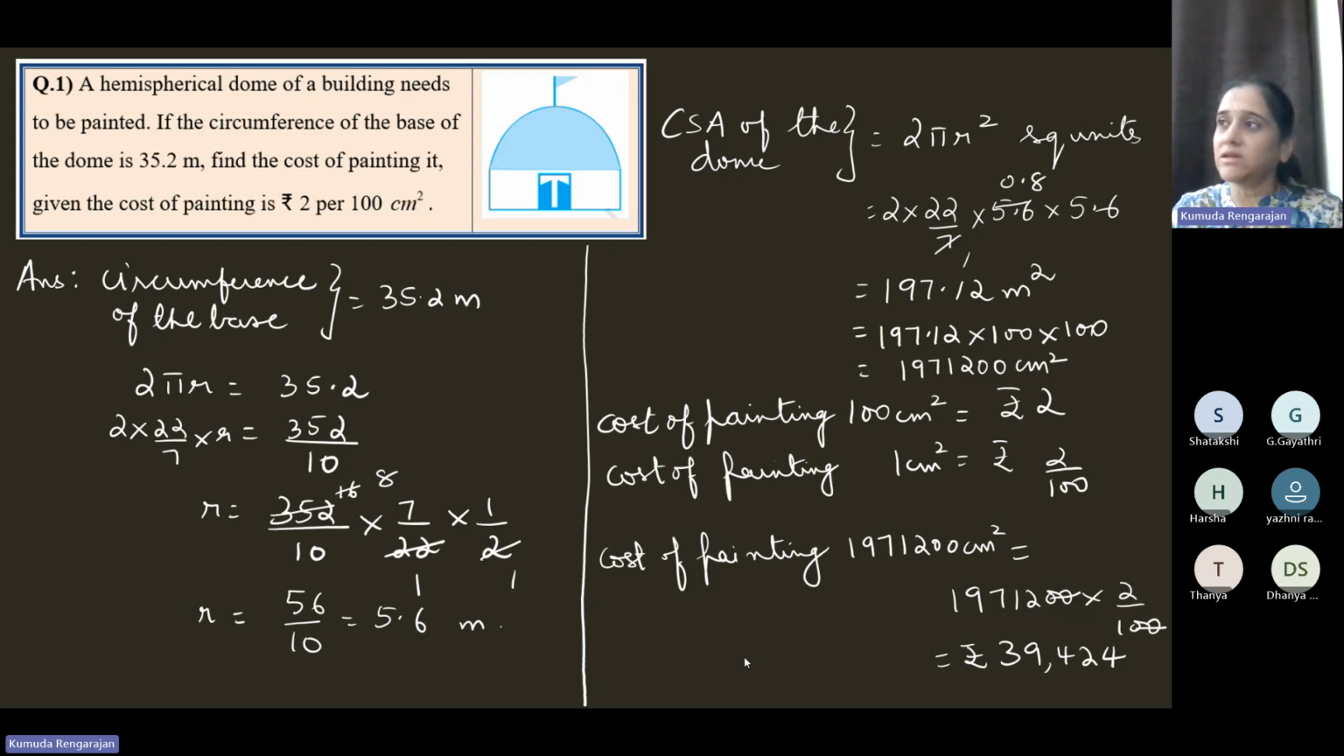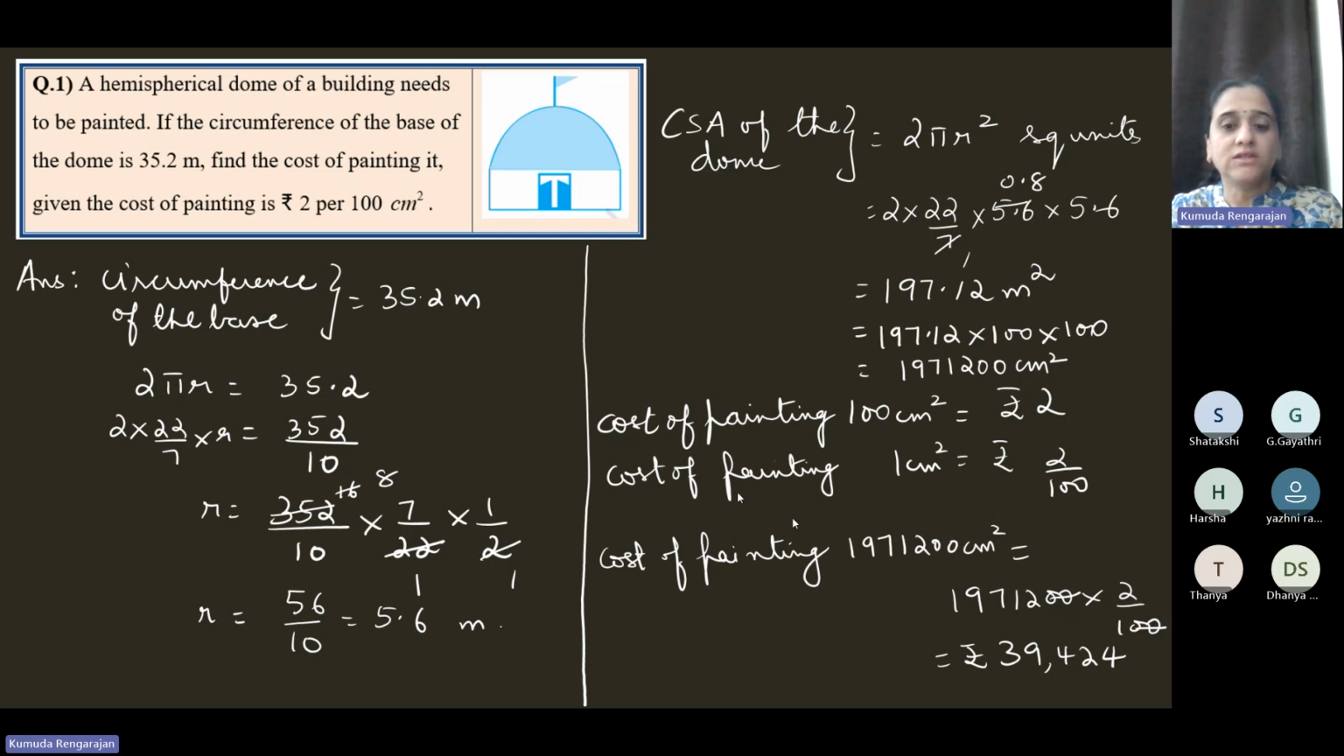But we have some other information to find the value of r, and that is the circumference of the base. Circumference of the base 35.2 is given to find the radius. So the circumference of the base is 2 pi r. So 2 pi r is equal to 35.2. You need to solve this equation and find the value of r. Now using this value, find 2 pi r square, which is the curved surface area. And then the answer is in meter square.